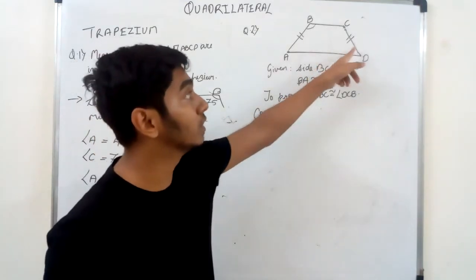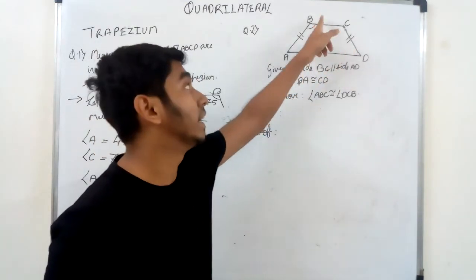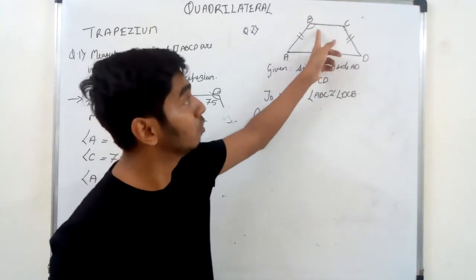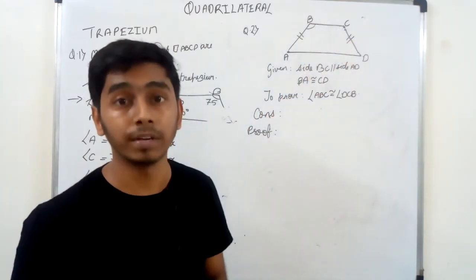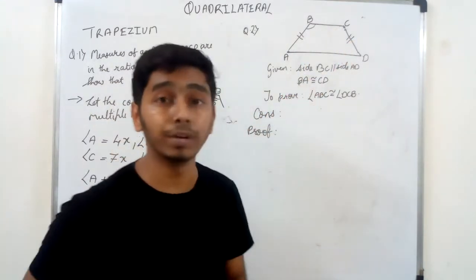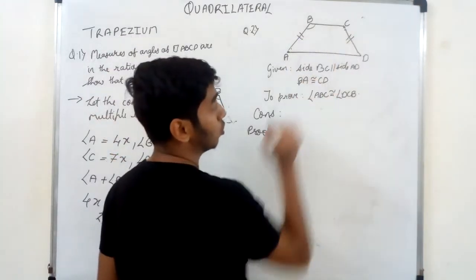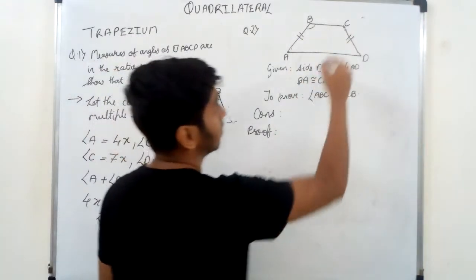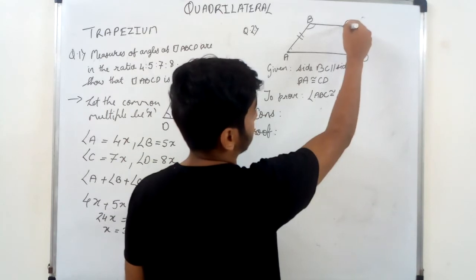If we are able to prove these two angles congruent, by the interior angles theorem we can prove that B and C, they are congruent also. So let's see how we do it. For proving these two to be congruent, we'll do a construction which is done like this.